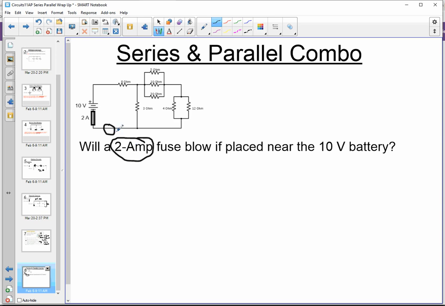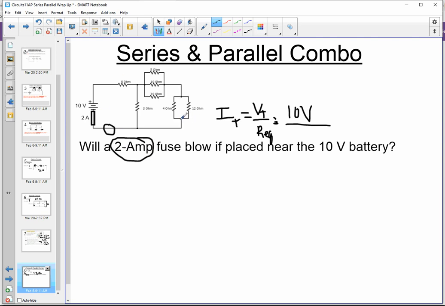If we can find the total current, then we will know if the fuse will break or not, whether it's greater than or less than the 2 amps. So how do we know? Well, I total, thanks to Ohm's law, I total is V total over the equivalent resistance. And we know the V total is 10 volts. And the equivalent resistance, if we can find that, then we have the answer to our question. So how do we find the equivalent resistance of this mess?